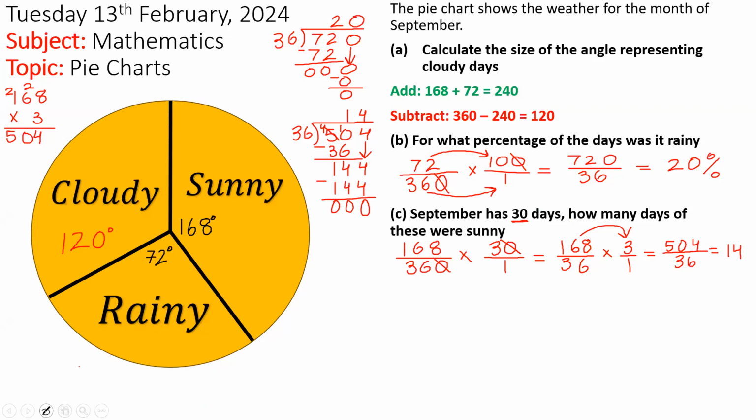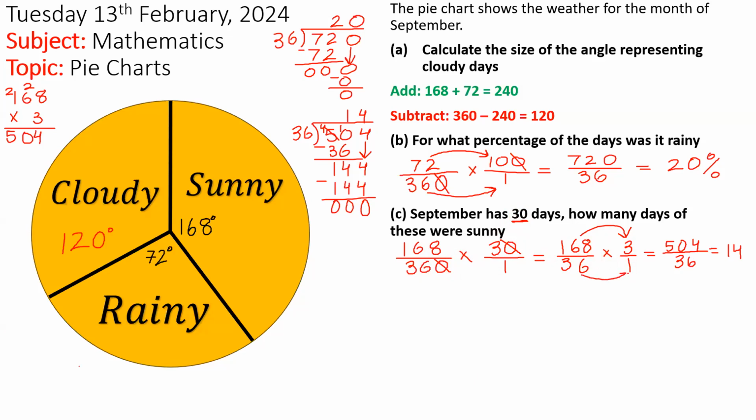So quick recap, what did we do? The first thing we did was find the fraction for sunny days. The fraction for sunny days is 168 all over 360. Then we must multiply by 30 over 1. Why 30? Because there are 30 days, right? And then we cancel this 0 with that 0. Then we have 168 over 36 multiplied by 3 over 1. So we multiply 168 by 3 and we also multiply 36 by 1.